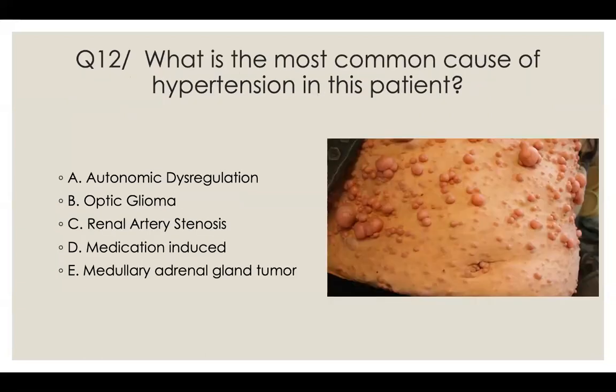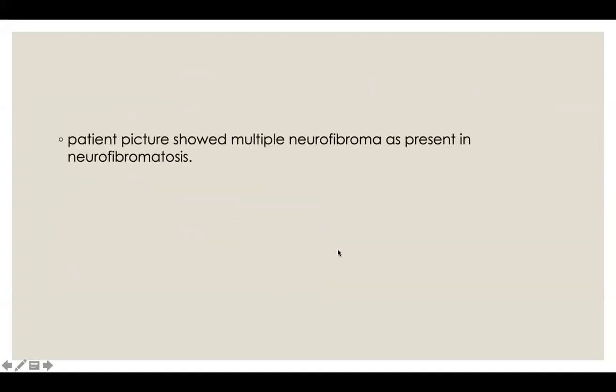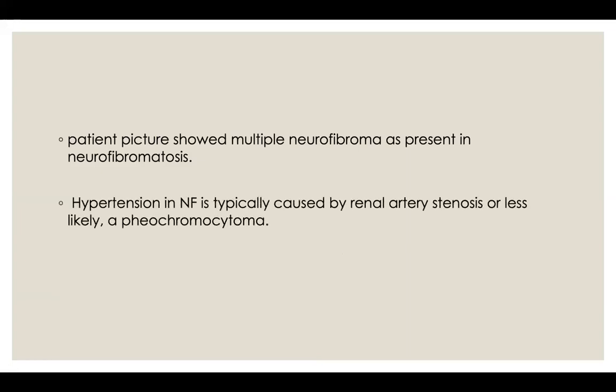Okay, what is the most common cause of hypertension in this patient? That is an easy question. I think all of you get it right, actually. Okay, well done. That's renal artery stenosis, because this picture represents what? Yes, actually, multiple neurofibroma in a patient with neurofibromatosis. And typically the hypertension is because of the renal artery stenosis, less likely due to the pheochromocytoma, but the most common is the renal artery stenosis. Okay.